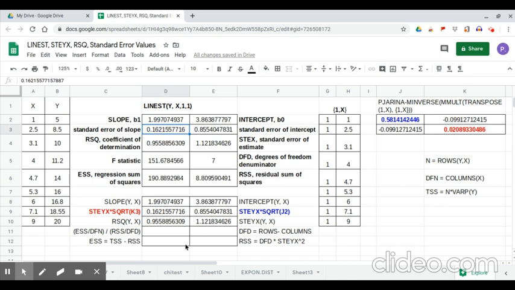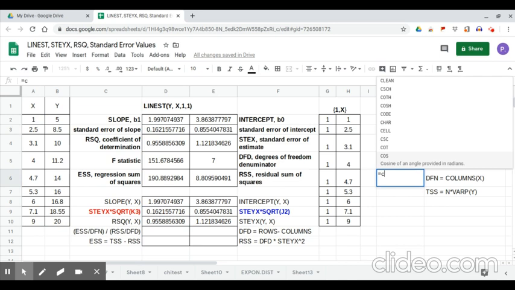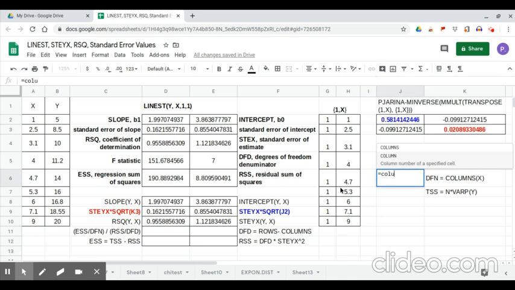Before proceeding to the last 4 outputs, we need the values of the following: the population, which is equal to rows of the dataset range. So we have a population of 9. Next, we calculate the DFN, degree of freedom of the numerator, which is equal to columns of the X. We only have 1 X column, so that is equal to 1.